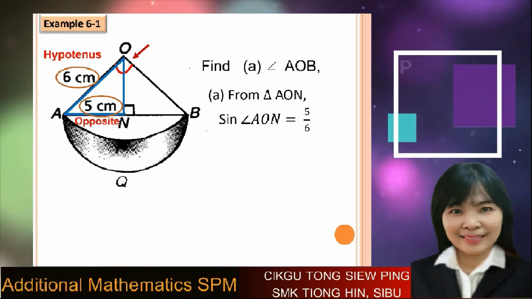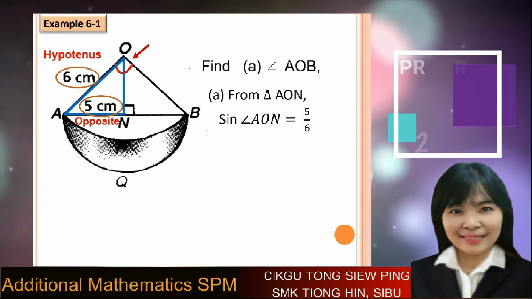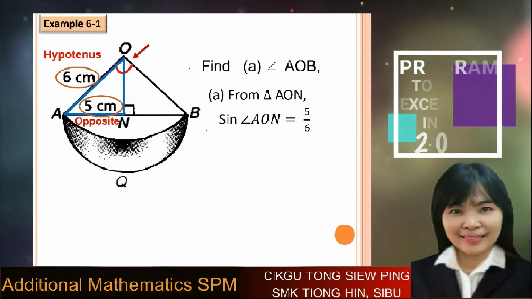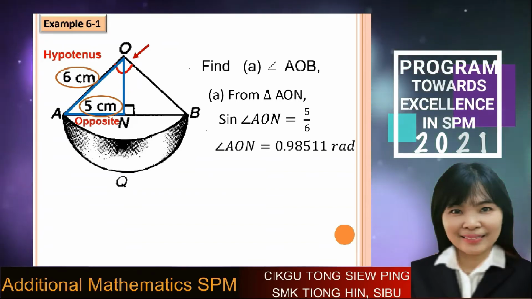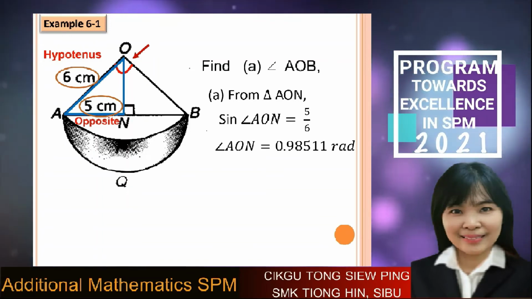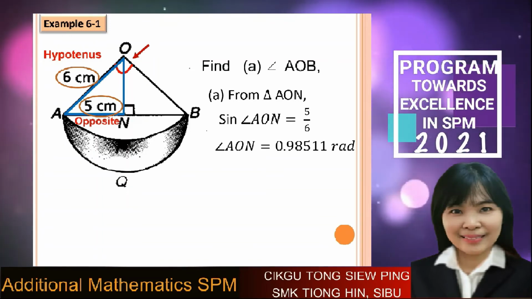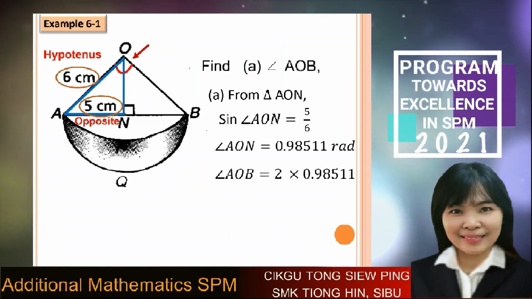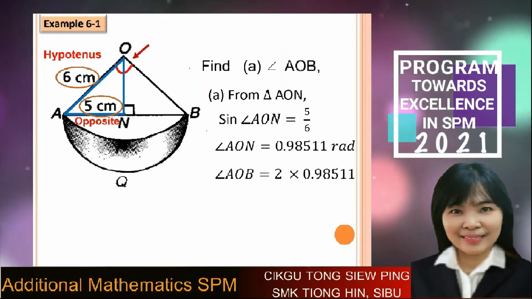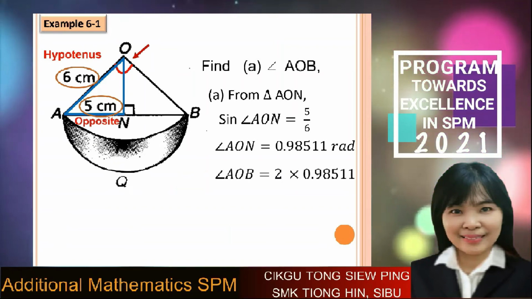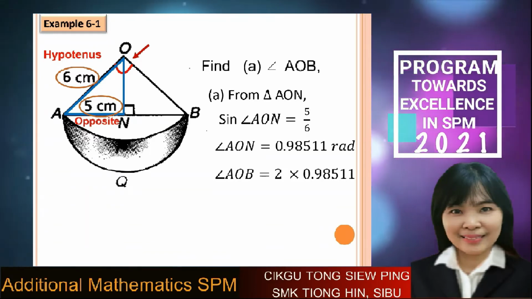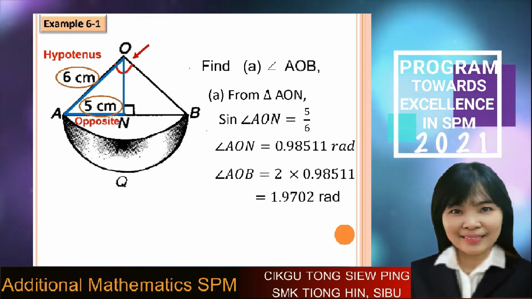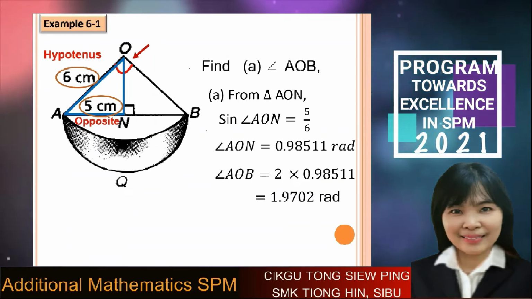Sine AON is equal to opposite, that is 5, over hypotenuse 6. Therefore, the angle of AON is equal to 0.98511 radian. The angle AOB is 2 times the angle of AON, that is, we multiply 2 with the 0.98511 and we get 1.9702 radian.